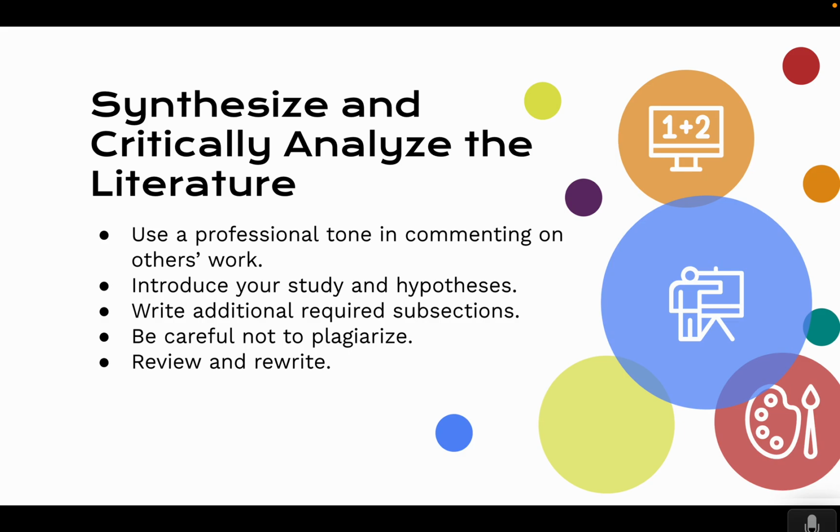Also, critique which studies are best or worst, and why. Be sure to use a professional tone when commenting on others' work, and remember that ad hominem criticisms, which are criticisms of the person rather than the work, are never acceptable. You will introduce your study and hypotheses in a subsection based on the expected format dictated by department guidelines for the thesis. You'll then write your additional required subsections.